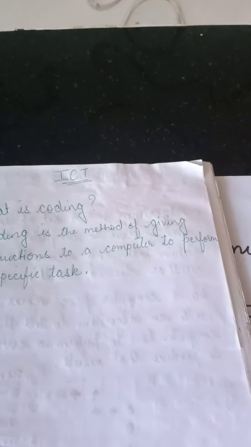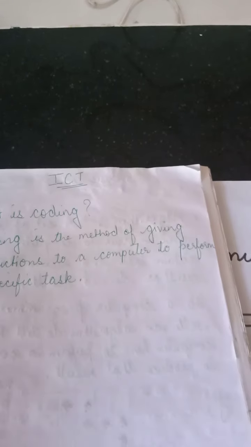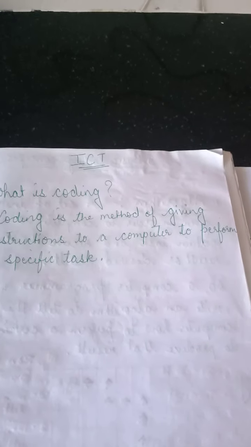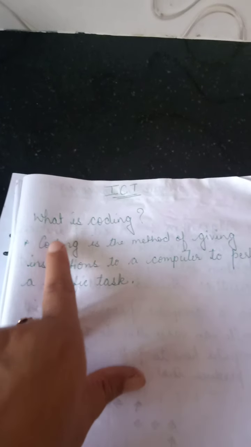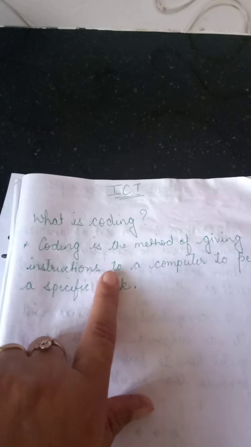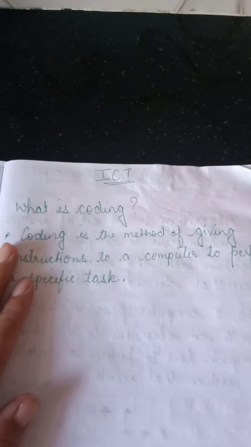And how does he do that? He writes instructions. So those instructions are called codes, or that's called computer coding. All right, did you understand this?